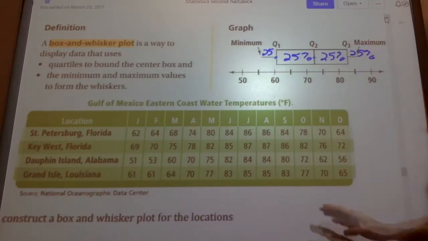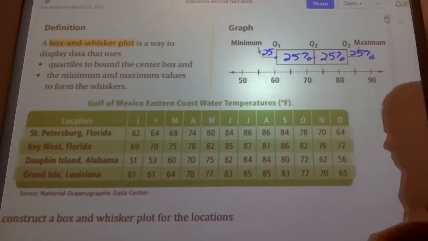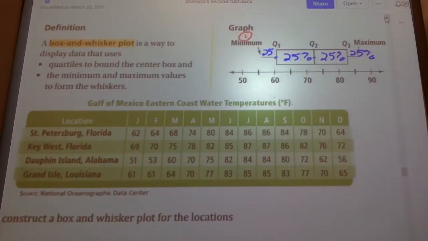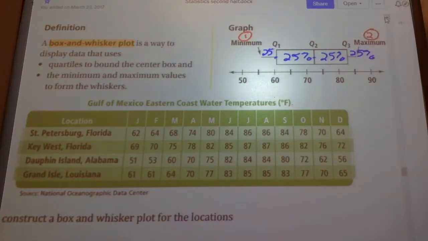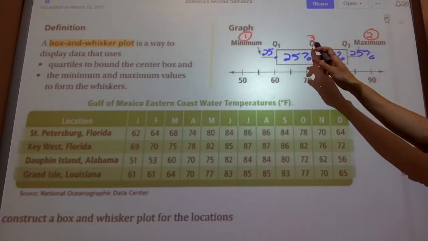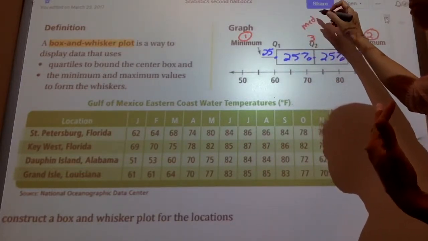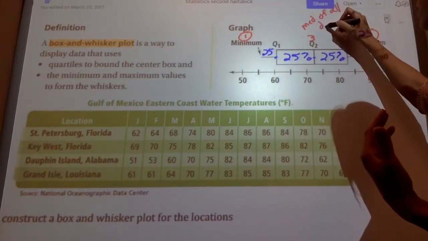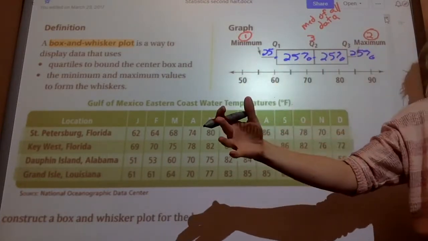Okay? To make this quartile graph, a box and whisker plot, we have to do five things. The first thing we do is identify our minimum. What is the smallest value? Then we identify our maximum. What is the largest value? The third one is Q2, which is the median of all of your data values. So we do the min, max, and median of all my data.